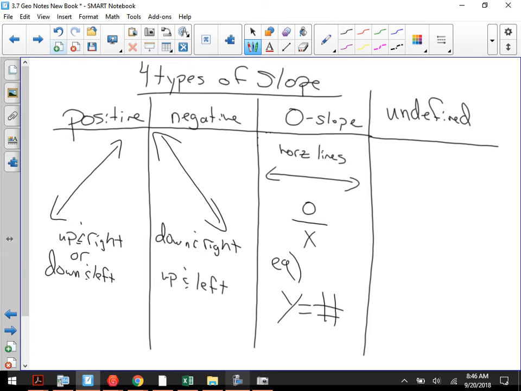And then the last one is the undefined. If horizontal was 0, vertical is undefined. The reason is, what never changes on a vertical line? The x value never changes, so it's a vertical line. So it's always some value of y divided by 0. You can't divide by 0. That's why it's undefined. And the equation of every single vertical line is the same. It's always x equals some number. So that stuff never, ever changes.